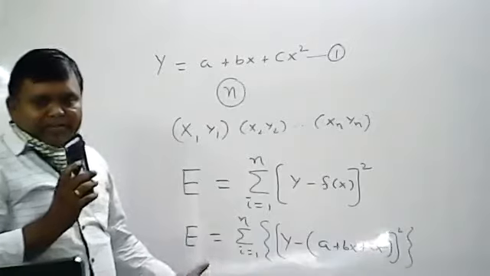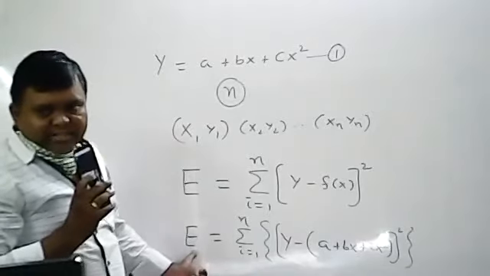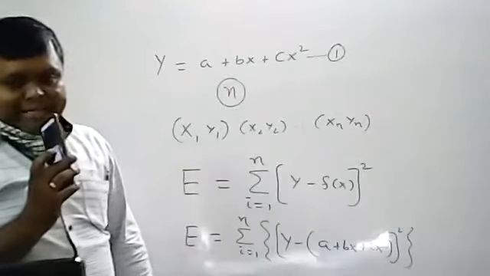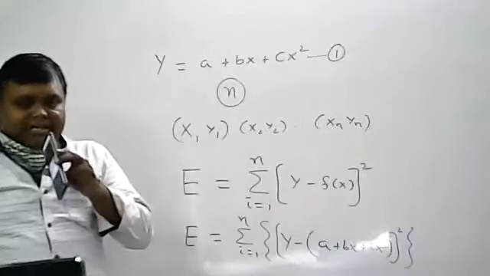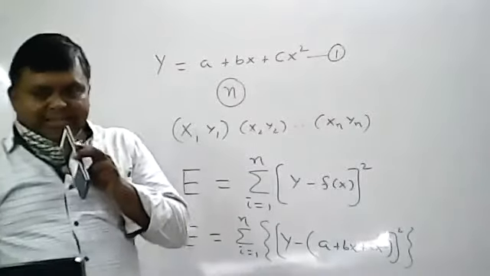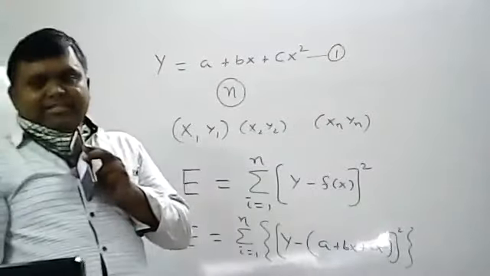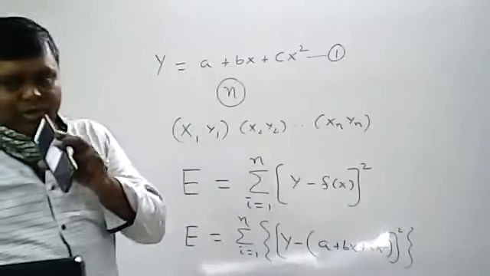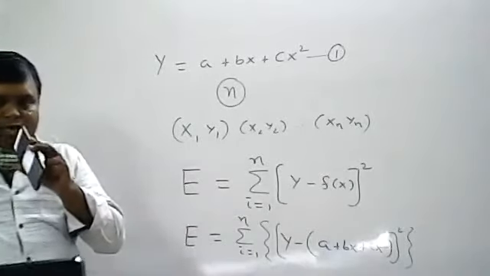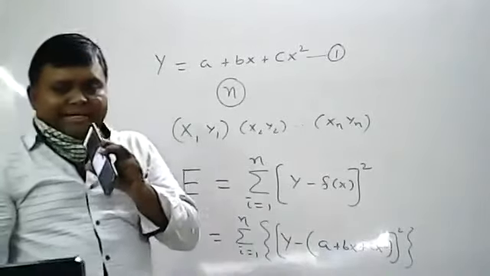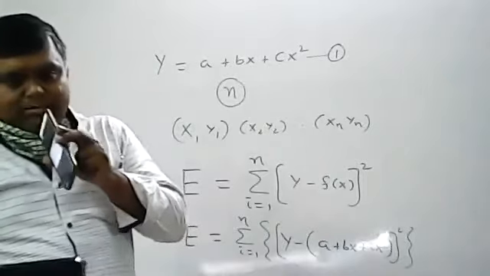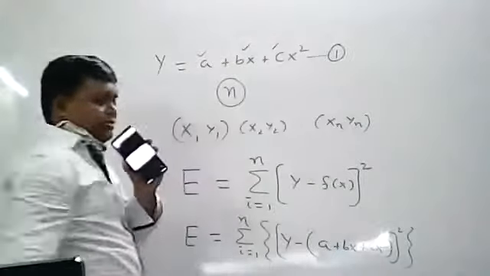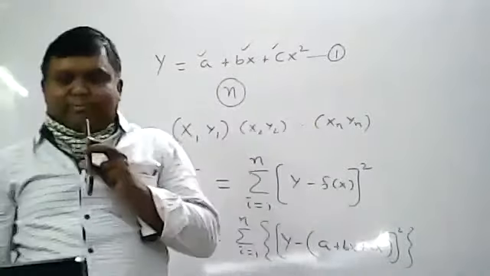The same concept: the principle of least squares means E should be minimized. Write in the next line: E should be minimized for the best possible values of what? A, B, and C. Best possible values of A, B, and C.